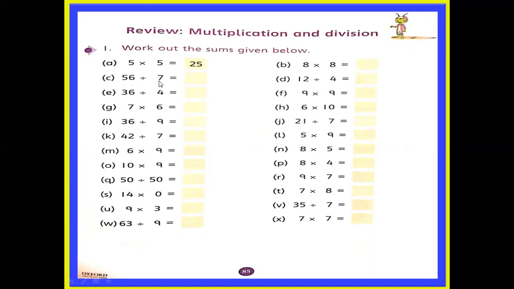56 divided by 7. So read the table of 7. 7 is the divisor. 7 ones are 7, 7 twos are 14, 7 threes are 21, 7 fours are 28, 7 fives are 35, 7 sixes are 42, 7 sevens are 49, and 7 eights are 56. So 56, meaning the dividend, comes. So what is our answer? 8.